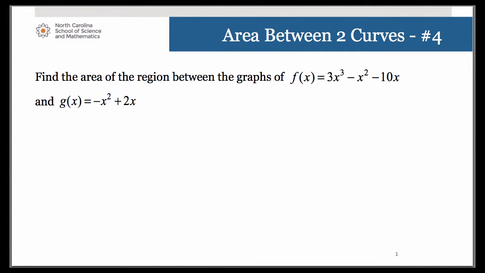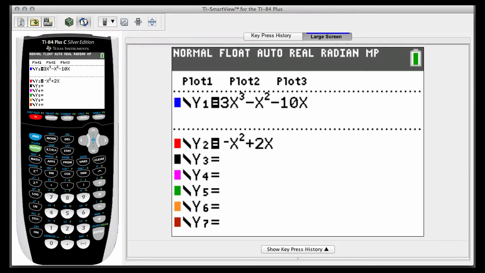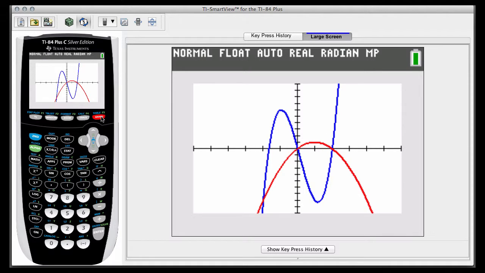Hi everyone, I have an example here for you of another area between two curves problem. We're going to find the area of the region bounded by the graphs of a cubic equation and also a parabola. Let's go ahead and get them graphed in our graphing calculator. You can do Zoom 6 to get a graph started. I did shorten my x-axis to -6 to +6. Obviously the blue curve is the cubic and the red curve is the quadratic.